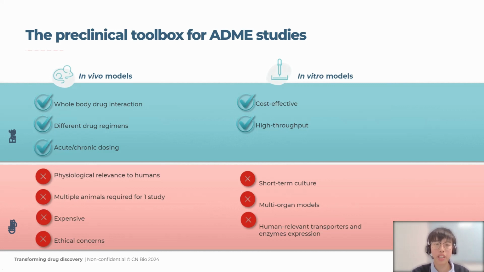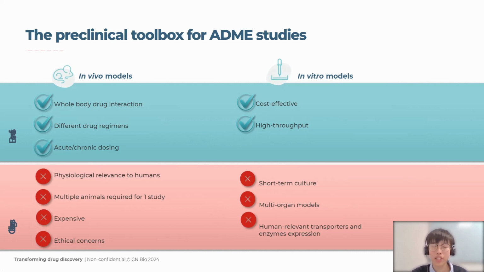However, some challenges associated with the use of animal models include the limited physiological relevance to humans, and it is also relatively lower throughput. This is because in most cases, multiple animals will be required for one single study, which also gives rise to issues such as an increase in research costs and also ethical concerns.